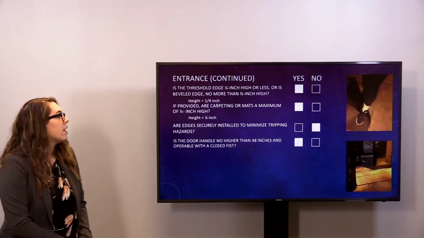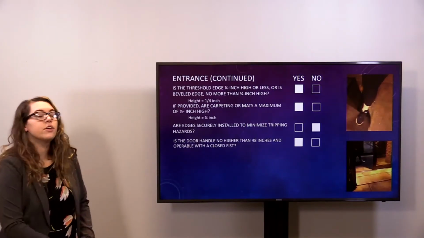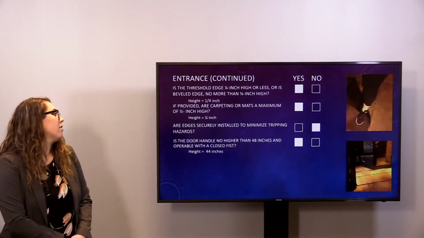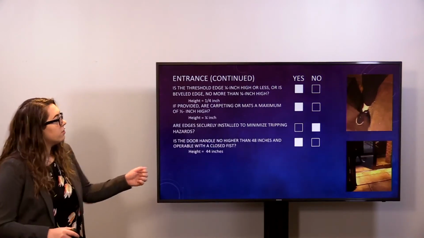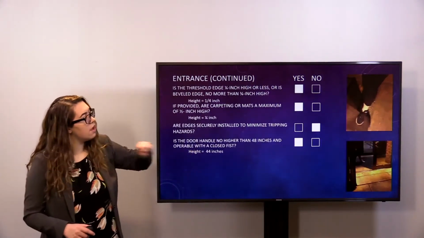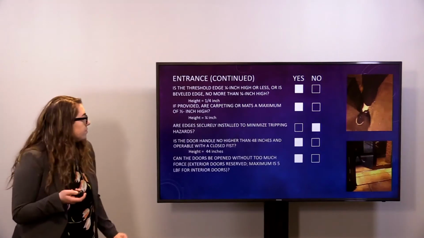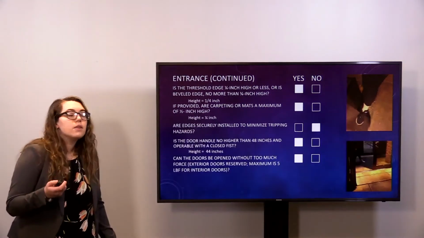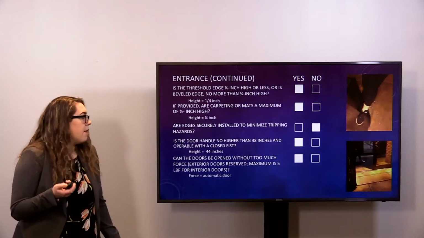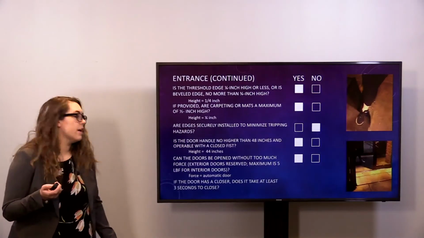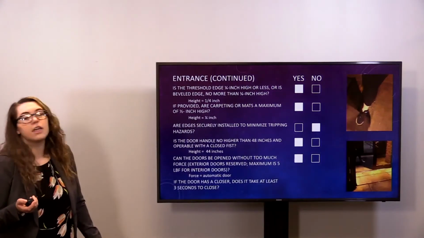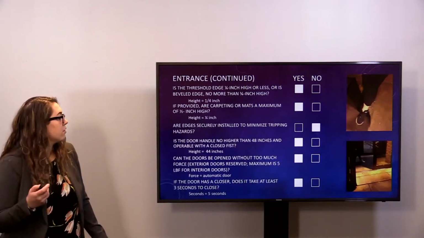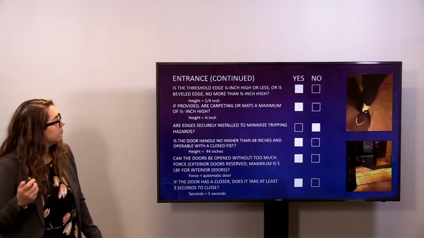Is the door handle no higher than 48 inches and operable with a closed fist? The height is 44 inches, and you can easily put your hand in, turn it, and pull it out. Can the door be opened without too much force? The door is automatic, so yes. And finally, if the door has a closer, does it take at least 3 seconds to close? It was measured to take 5 seconds.